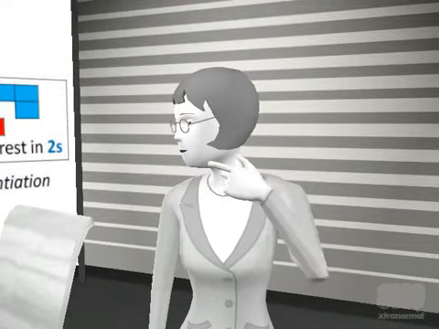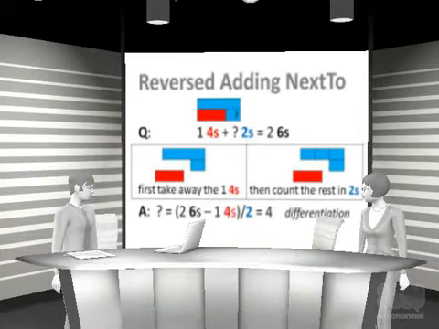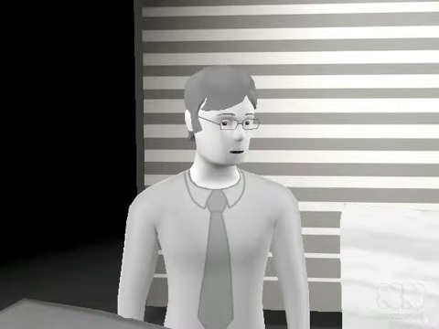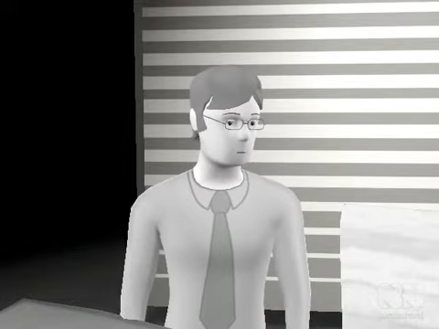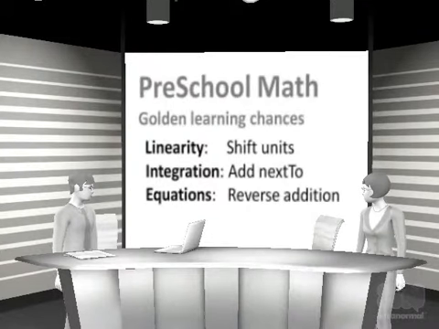Why is integration not part of primary school? Primary school only allows counting in tens, and not counting in icons less than 10. Likewise, it only allows totals to be added on top, and not next to. Instead, preschool should take advantage of the golden learning chances presented by icon counting, and by next-to addition, since they allow children to learn linearity, when shifting units, integration, when adding next to, and equations, when reversing addition.